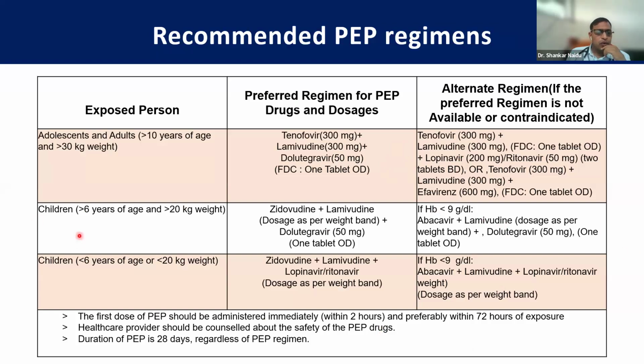In children who are aged more than 6 years and less than 10 years, and weighing more than 20 kilos but less than 30 kilos, zidovudine plus lamivudine and dolutegravir has to be given. And if hemoglobin is less than 9, zidovudine has to be replaced with abacavir. For children less than 6 years and weighing less than 20 kilos, again zidovudine, lamivudine with lopinavir/ritonavir. If Hb is less than 9, zidovudine has to be replaced with abacavir.